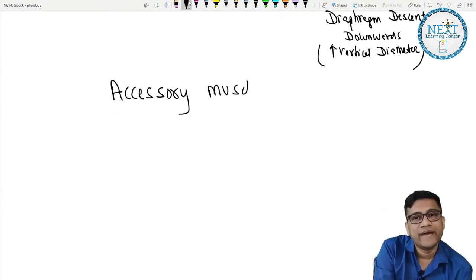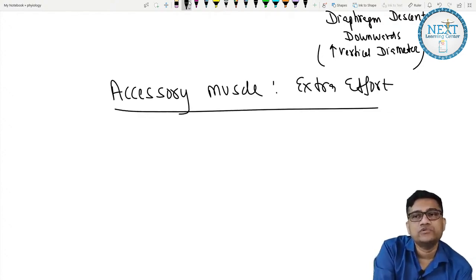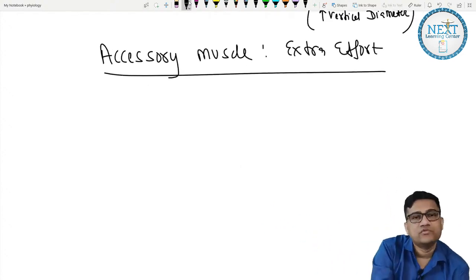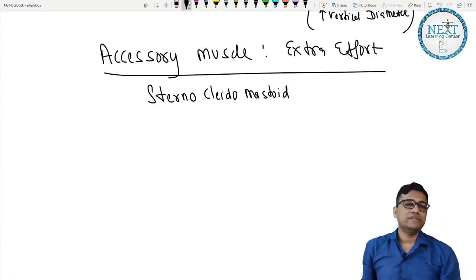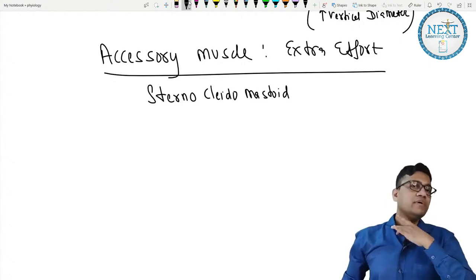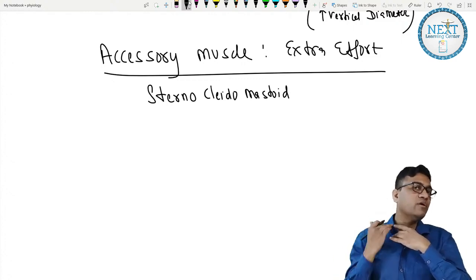They help in extra breathing. They put in extra effort, so they're not used in normal breathing, they are for extra effort. What are they? Sternocleidomastoid. This muscle is attached to the sternum, then the clavicle, cleido, and the mastoid. That's why it's called sternocleidomastoid.